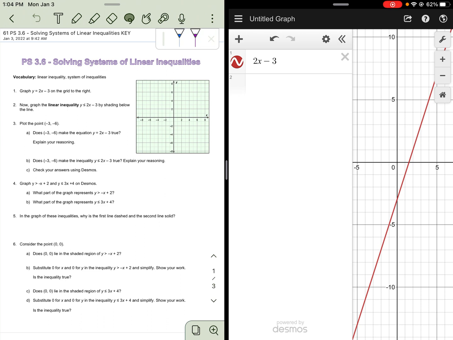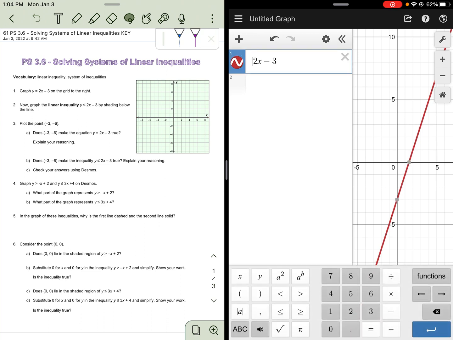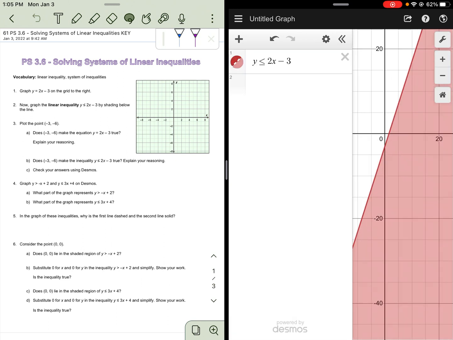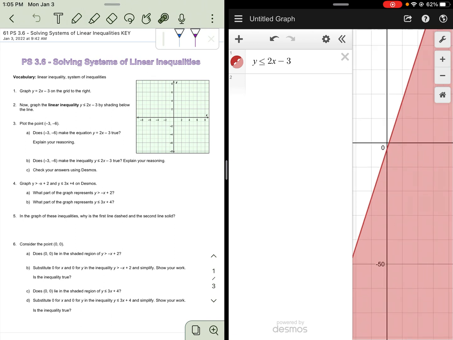Number 2 says, now graph the linear inequality, y is less than or equal to this. And we get that. And it says by shading below this line. So we're going to shade below the line because it says y is less than or equal to. Since it's less than, we're going to shade below this line, which you can see in Desmos does for you.